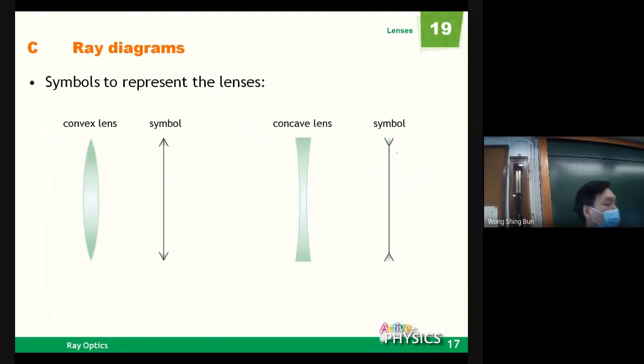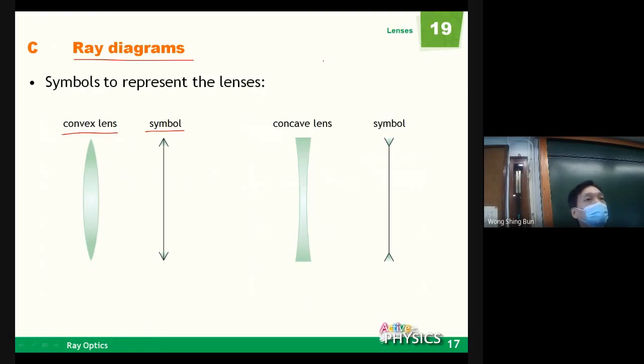Now, part C, wave diagram. This one is the main focus point in this chapter. You should draw the diagram. What should you do? The first thing is symbol. To make the wave diagram standard, you should use the symbol to represent the standard lens. For concave lens, for convex lens, the shape of it should be like this. But in wave diagram, simplify it as a symbol like this.